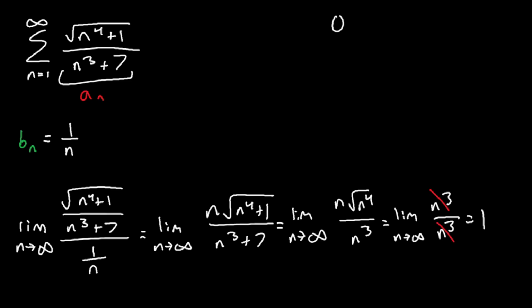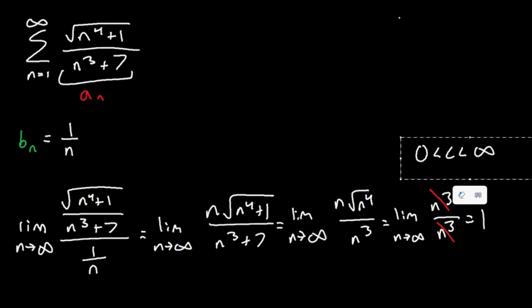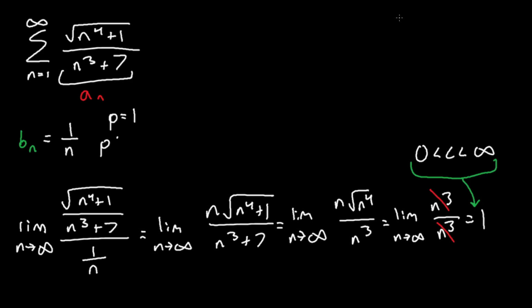Alright, now that we proved the condition that c is some number between infinity and 0, let's put c is between infinity and 0 for this. Now, we can use the p-series test for your b of n. So p is equal to 1 here, and since p is less than or equal to 1, the series diverges.